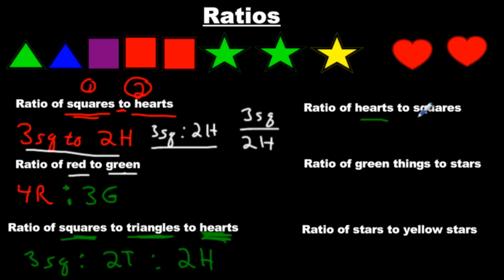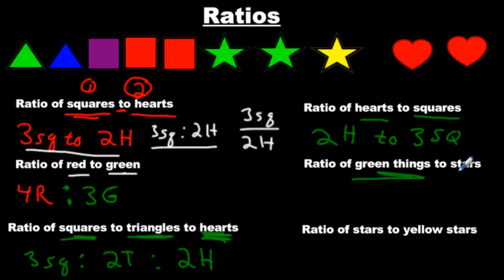Now this one says hearts to squares. So we have 2 hearts, 2H. I'll use the word 2 here. To how many squares? 3. 3 squares. Now I'll use a fraction representation.